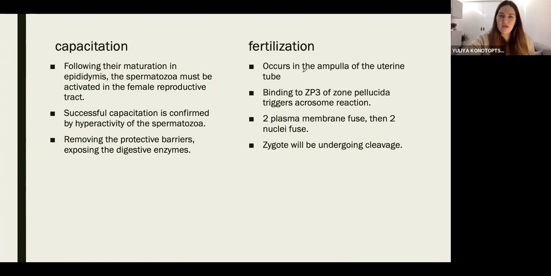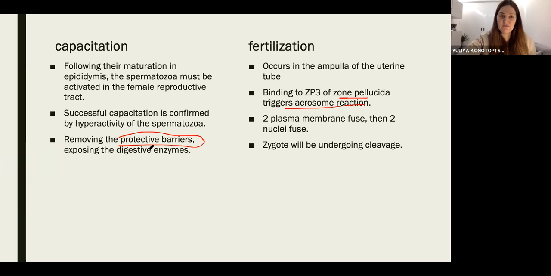So capacitation and fertilization. As you remember, in capacitation we remove the acrosome region. It says here protective barriers, but you know what I mean, right? So the acrosome is being removed from the spermatozoa, because behind the acrosome we have the enzymes which are needed to digest the zona pellucida, right? So we need to expose them in the capacitation. Before fertilization happens, these digestive enzymes need to attach to the zona pellucida, and it triggers the acrosome reaction.